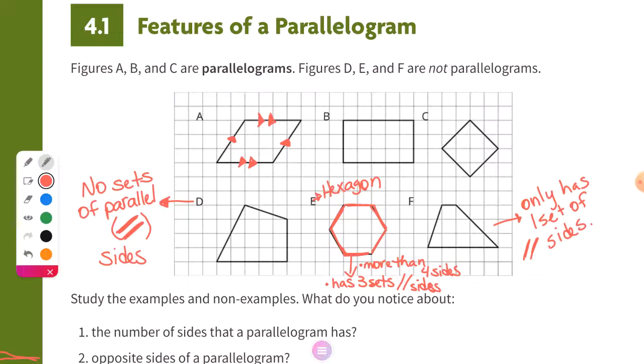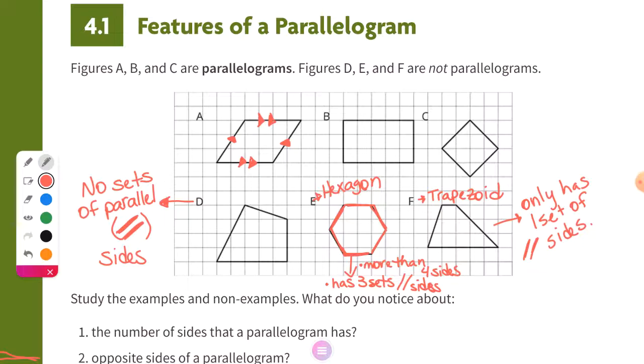Is it 4-sided? Yeah. So it is a quadrilateral. Does anybody know what we can call that shape? Trapezoid. The definition for trapezoid is a quadrilateral with one set of parallel sides. So it is a four-sided figure with one set of parallel sides. So it is a trapezoid.